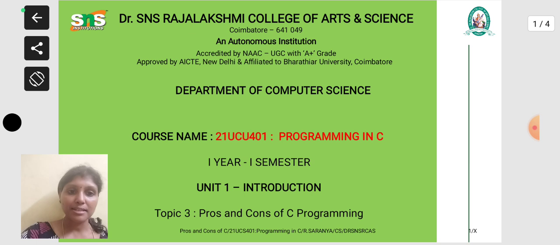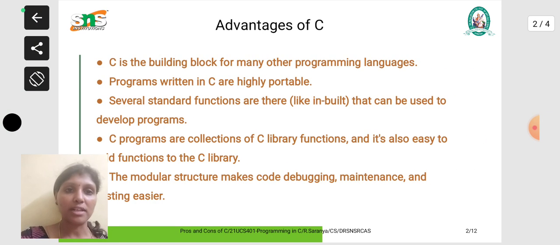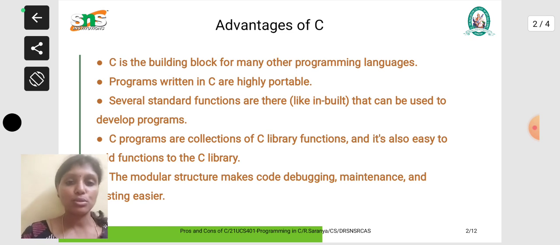Today, in this lecture series, we are going to see the topic pros and cons of C programming. It's none other than advantages and disadvantages of C programming. First of all, in the previous lecture series, we studied what is meant by C as well as the features of C programming. We learned in a previous lecture.